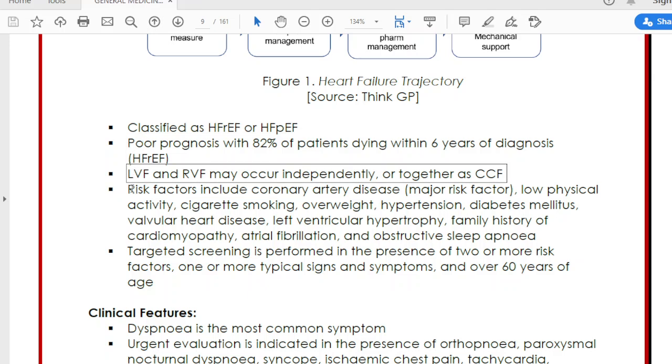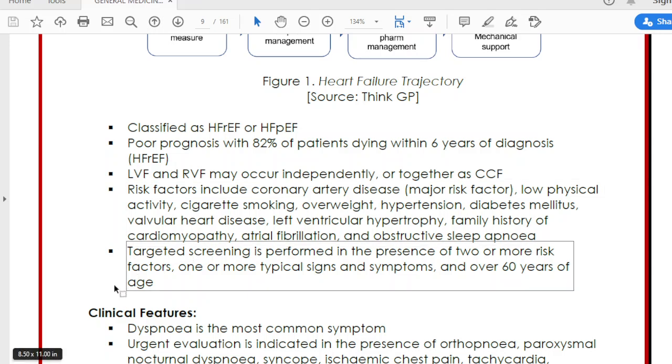In HFrEF, LVF and RVF may occur independently, or together as CCF. Risk factors include coronary artery disease, a major risk factor, low physical activity, cigarette smoking, overweight, hypertension, diabetes mellitus, valvular heart disease, left ventricular hypertrophy, family history of cardiomyopathy, atrial fibrillation, and obstructive sleep apnea. Targeted screening is performed in the presence of 2 or more risk factors, 1 or more typical signs and symptoms, and over 60 years of age.